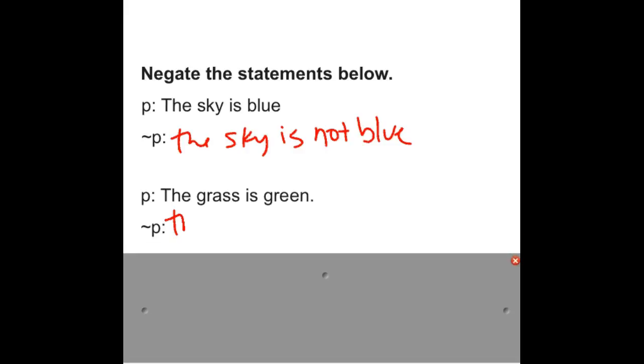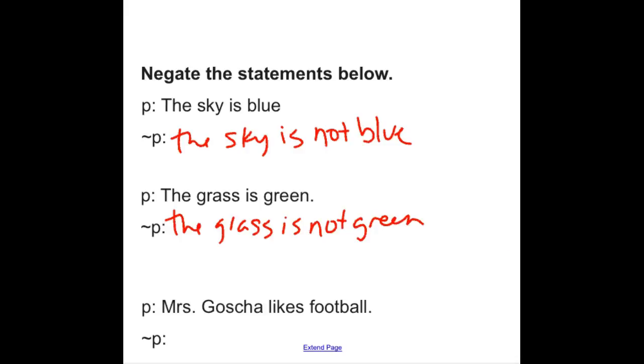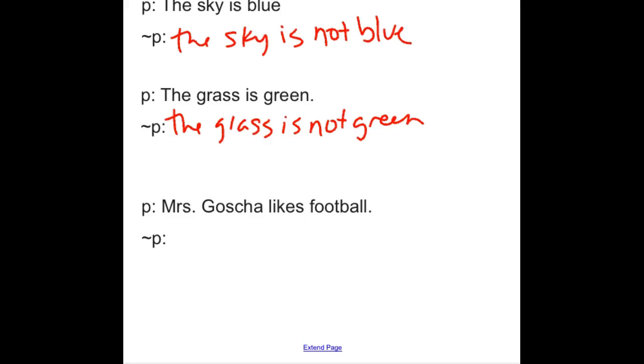The grass is green. The grass is not green. Mrs. Gosha likes football. Mrs. Gosha does not like football.